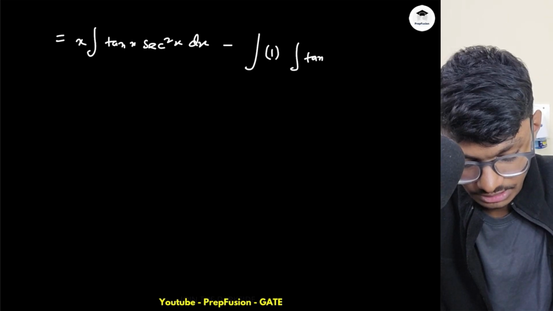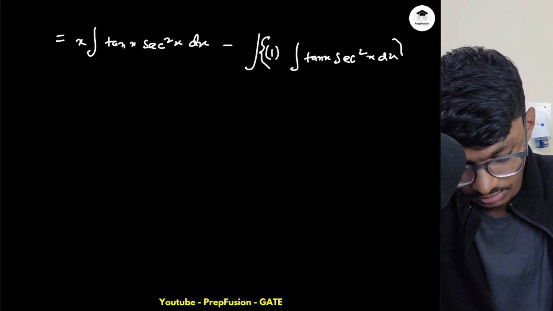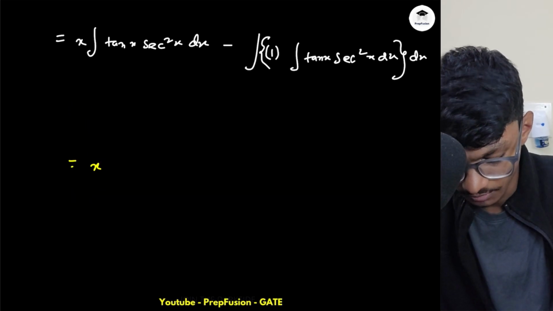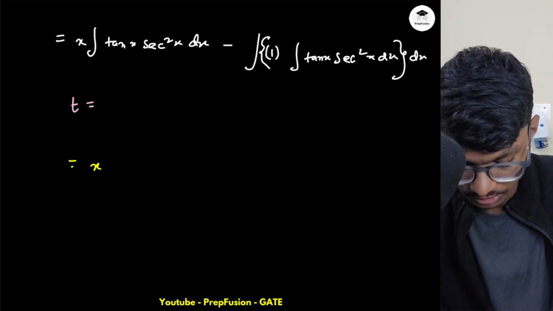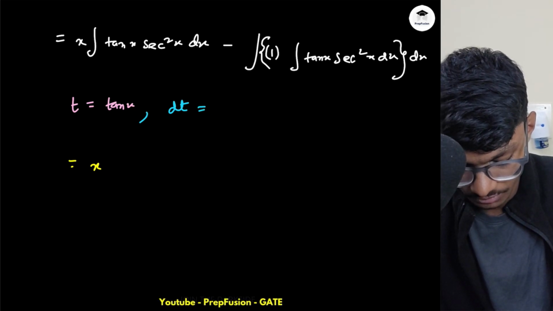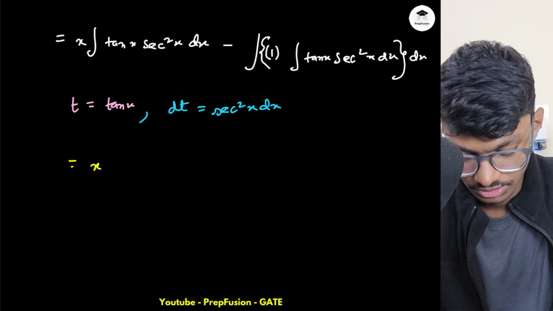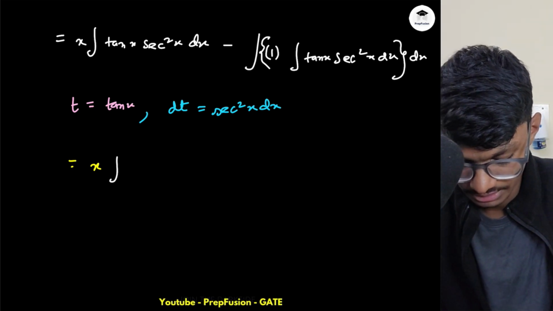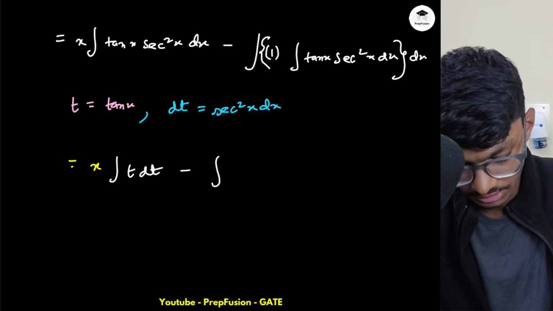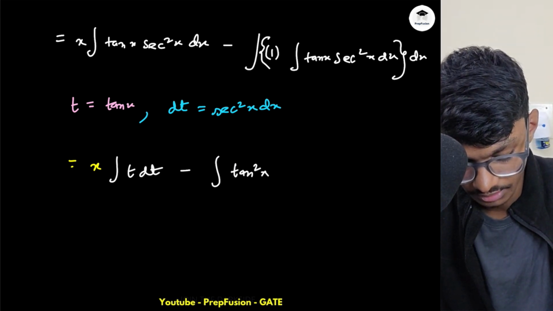Again I will integrate this tan x sec square x dx, and overall I will integrate this function again with respect to dx. Now what I can do, I can use the method of substitution. So I can write t equals tan x and dt equals sec square x dx. Okay, so dt is equal to sec square x dx. So what I can write this as is t dt, minus integration of again t dt, which will be t square by 2. Now what is t square by 2? t is tan x, so this will be tan square x by 2, right?